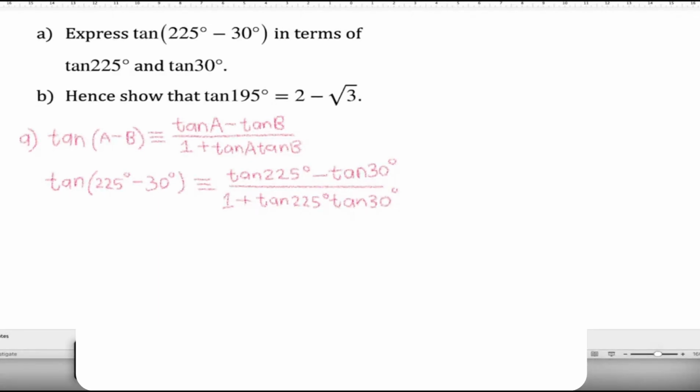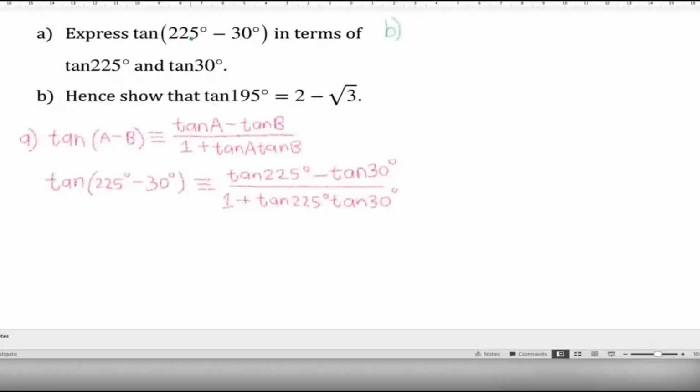Hence, show that the tangent of 195 degrees is equal to 2 minus square root of 3. So I'm going to do part B with you guys because this one is a little bit tricky. Okay, so 225 degrees minus 30 degrees is equal to 195 degrees, right? So let's start with the tangent of 225 degrees. If you punch this into your calculator, or if you visualize the tangent graph, you will see that the value of the tangent of 225 degrees is equal to 1. And the value of the tangent of 30 degrees is equal to square root 3 over 3.